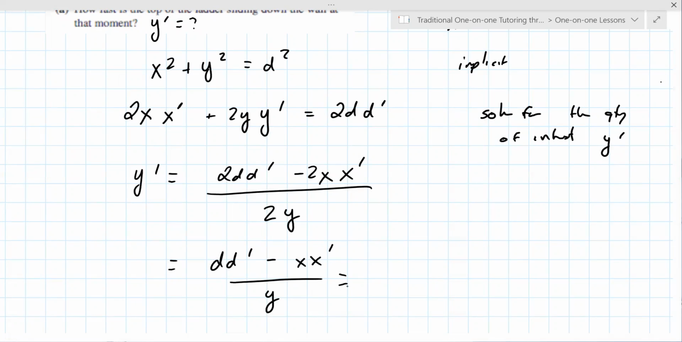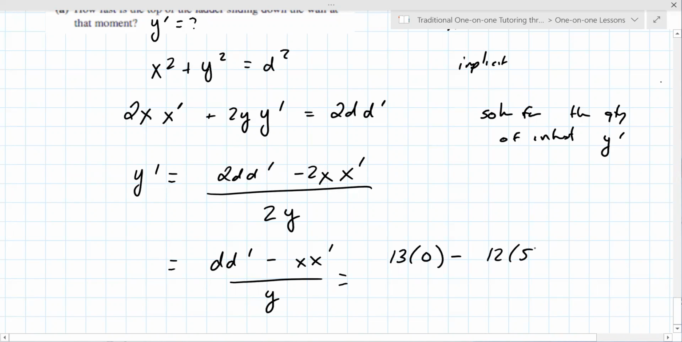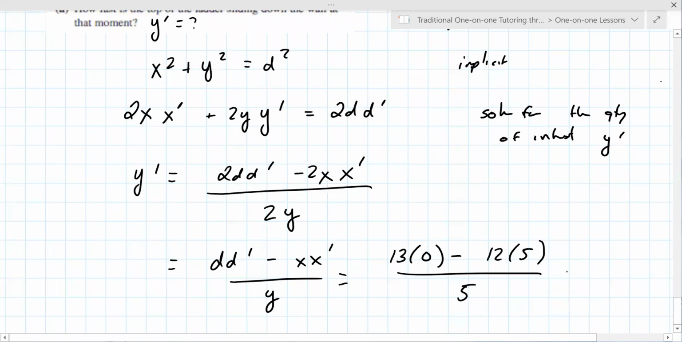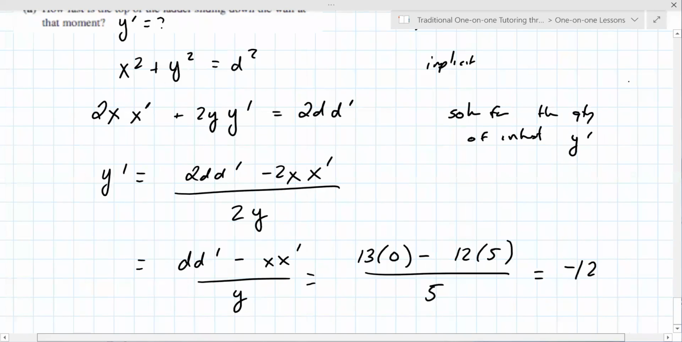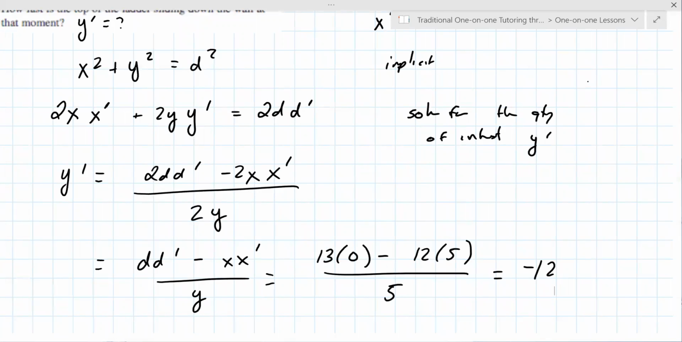So like 0 for D prime. Yeah, so you can throw all the numbers in. 13 times 0 minus... what is x? X was 12. X prime was 5 over y. Oh, we do know y. Y is 5. Yeah, so this ends up being negative 12, and the units are feet per second.